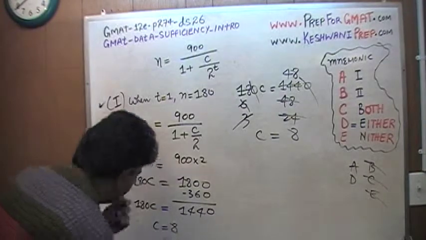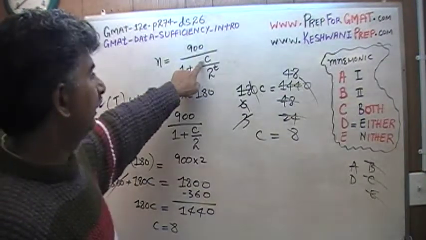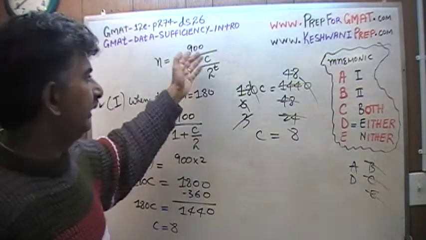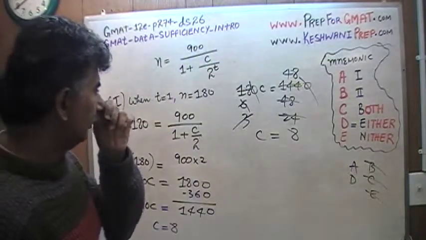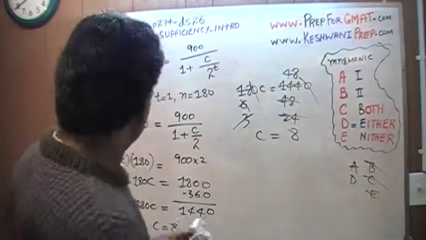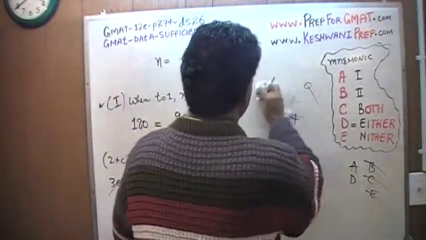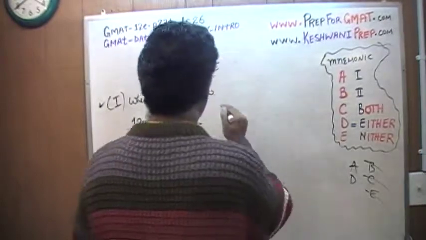There you go. Once we know that C equals 8, we can put it in here and find out the number of units that we are going to produce for any month. Just substitute the value for T and just solve it. That's all it is. So as we said before, statement 1 by itself is enough. Let's look at statement 2.